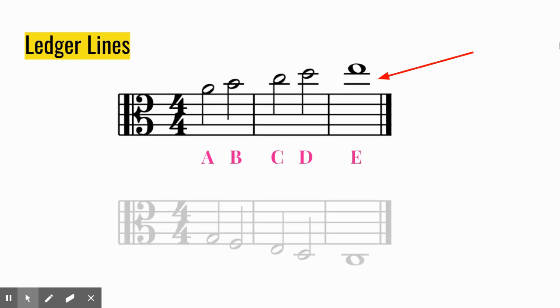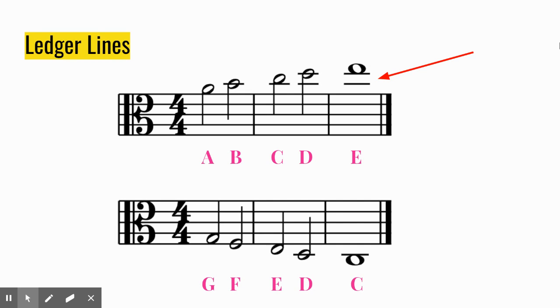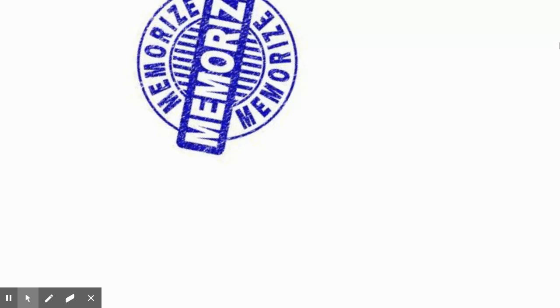Ledger lines can also extend lower. Notice how the names move backwards now in the alphabet as the notes are going lower. These are the lowest notes possible on your instrument, so the lowest note a viola can play is C. Memorizing note names is crucial to reading music, but don't worry, we'll get lots of practice in class.